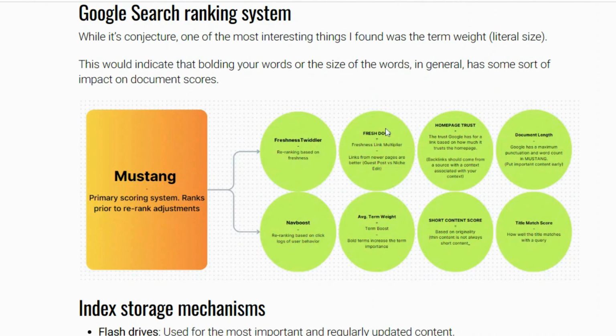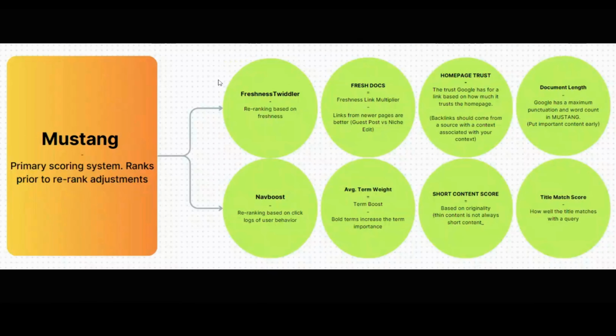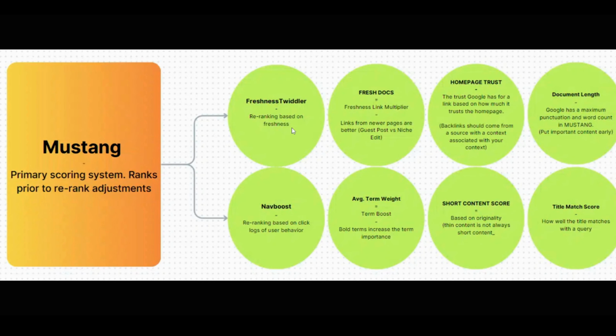Here's the ranking system that was broken into a graph that I like. So we're gonna go through this really quick. So this is the primary scoring system. And of course, this isn't gonna be everything, but these are some things that we see from the leak. Ranking based on freshness, click logs of user behavior. So this is coming from Chrome. The freshness of the links. So this is basically saying that guest posts are better than niche edits, which we'll come back to.